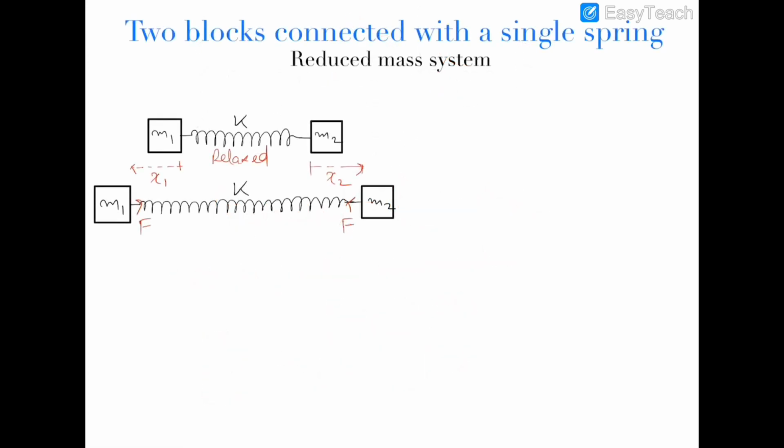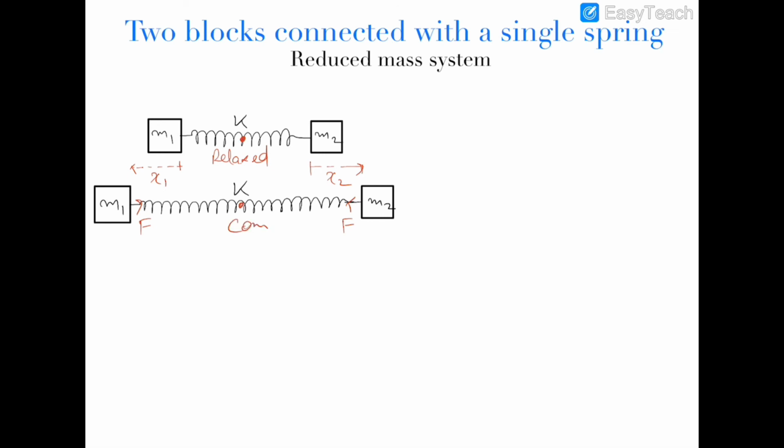Now moving forward to this new case in which two blocks are connected on the two ends of a single spring. Now this system is also called a reduced mass system, and why it is called a reduced mass system you would understand in the last part of this video. Now you can see that a single spring is connected with two blocks on its two ends, and these blocks are moved by a distance of x1 and x2 in such a way that the center of mass of the system remains at the same position.